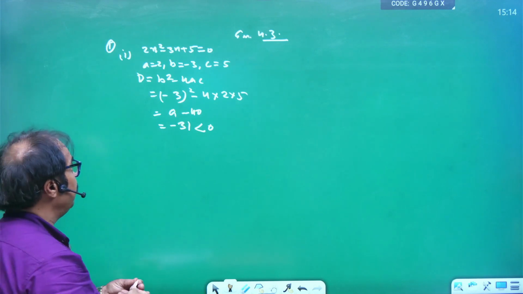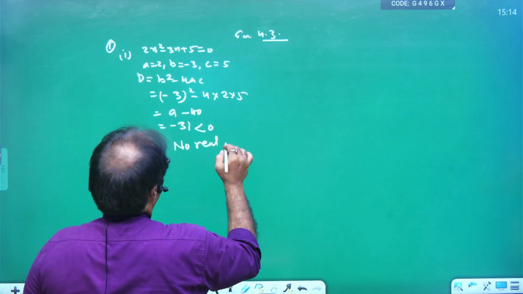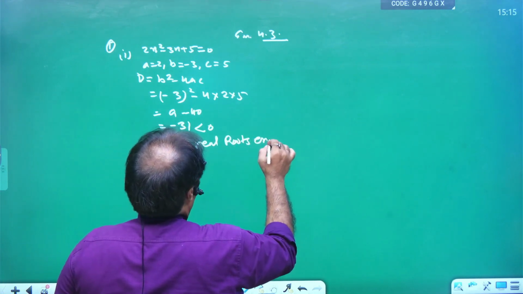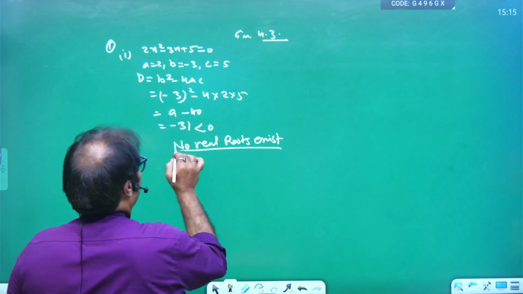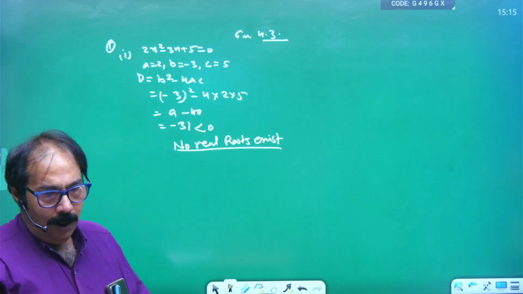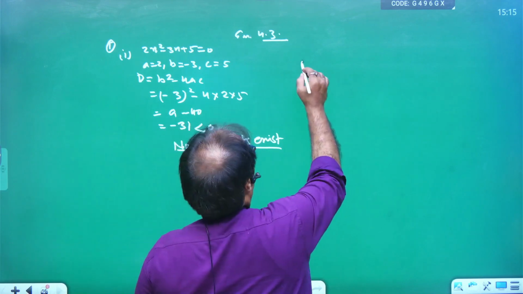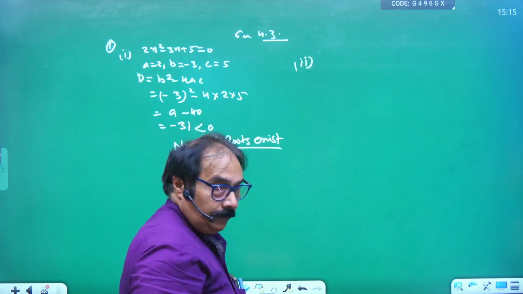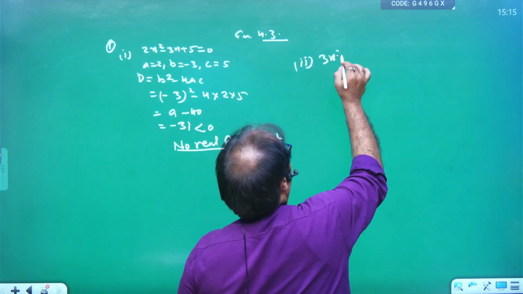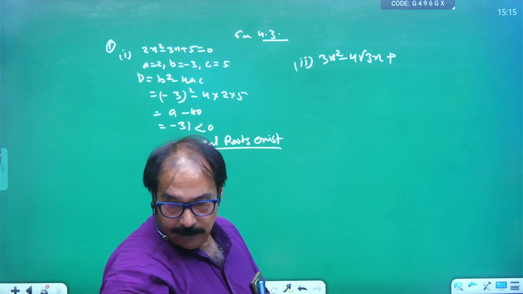So discriminant is coming less than 0. It means, what does it mean? It means no real roots exist. And if the roots do not exist, then we are unable to find the roots. Then the second part of this question I am taking, 3x square minus 4 root 3x plus 4 is equal to 0.